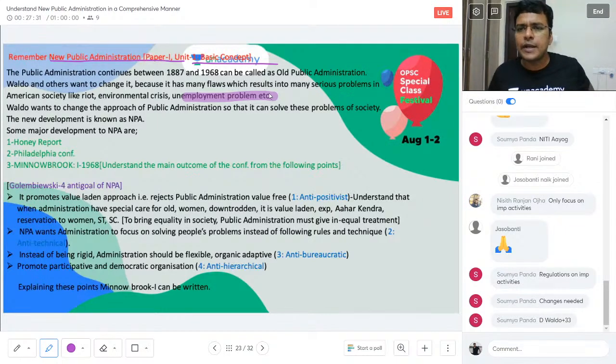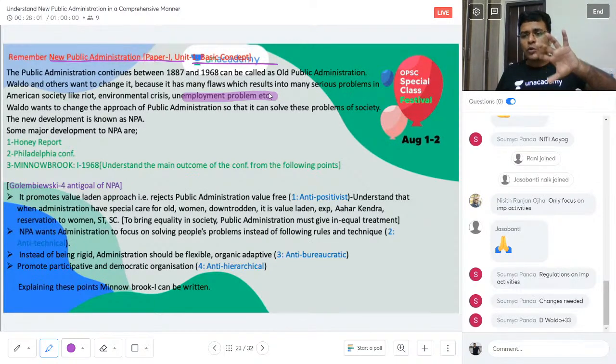It was the responsibility and duty of public administration to solve all these problems, but public administration was not successful in solving them. So Waldo with 33 people sat in a conference hall in Minnowbrook, and they wanted to change it. It is like a coup, C-O-U-P, coup. I think you know what a coup is. Takhta palat, as it is said.